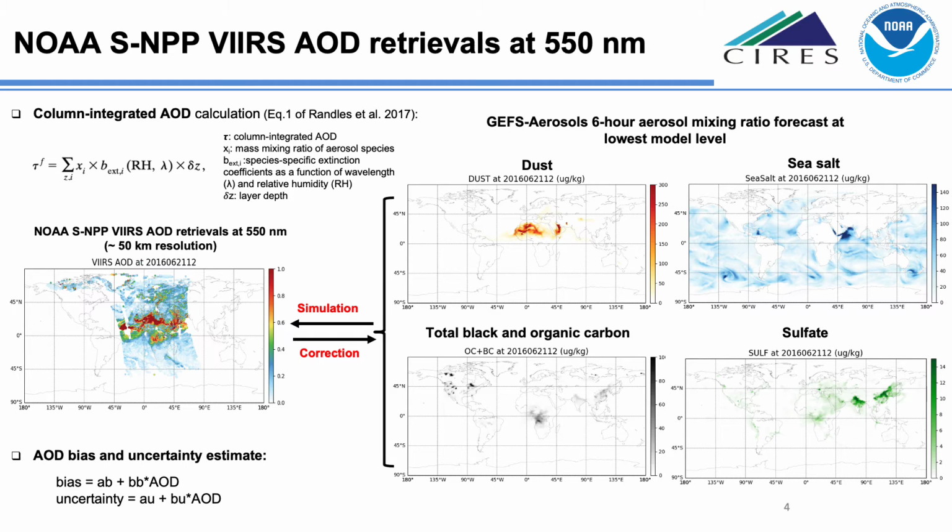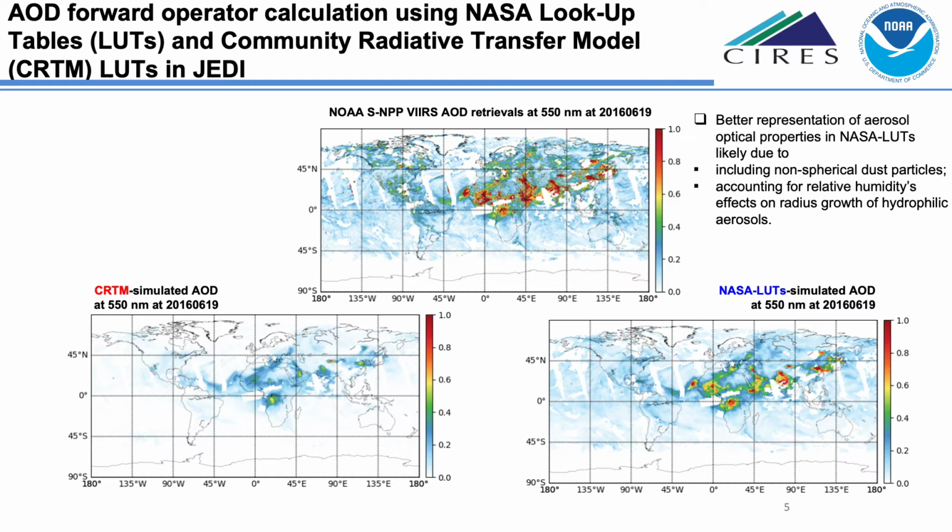In our data assimilation step, the AOD bias and uncertainty is linearly dependent on the value of AOD itself. In general, over land, it has larger AOD bias and uncertainty compared to the ocean areas. This slide compares the AOD forward operator calculation using NASA lookup tables and the lookup tables from CRTM, which are available in the current JEDI-based aerosol data assimilation system.